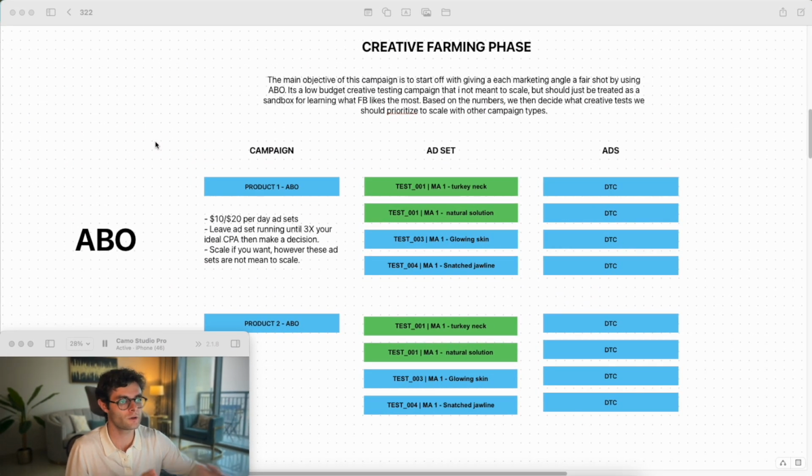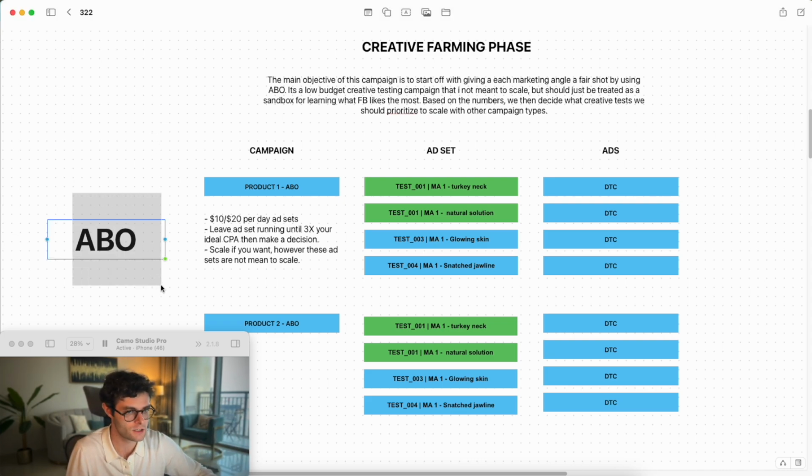What I want to talk about is if you are in the position where you're maybe starting out, this is a structure that I would really recommend, so that you also are in control of what you're testing. So ABO is something that has always been around, right? It's the most old style and old school strategy.